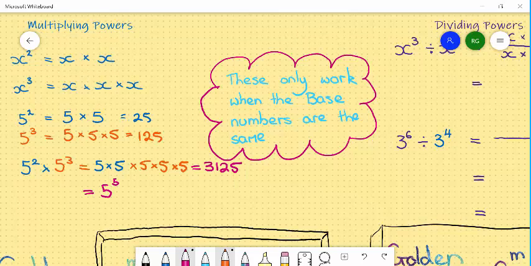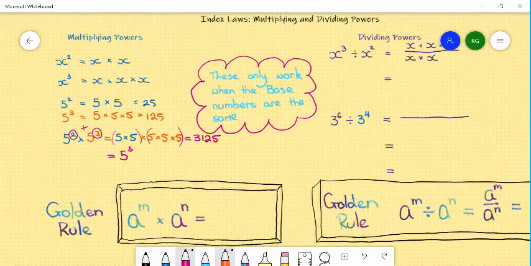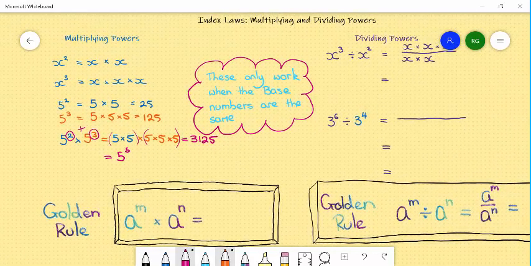Now, a little golden rule is going to start showing up. 5 to the power of 2 multiplied by 5 to the power of 3, if we look at the indexes, we can add them together. And that is how we get 5 to the power of 5, because there are 2 of them here and 3 of them here, and so there's a total of 5 of them.